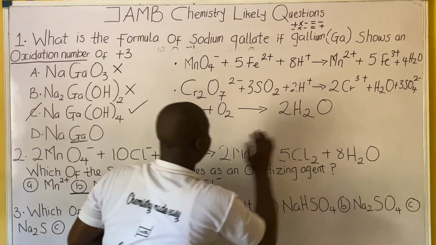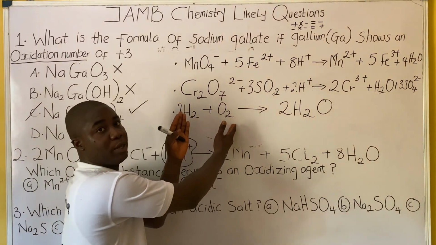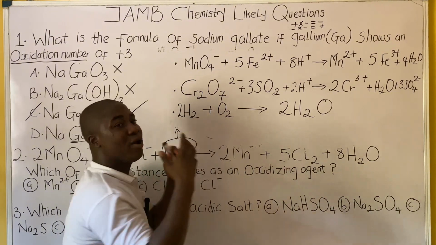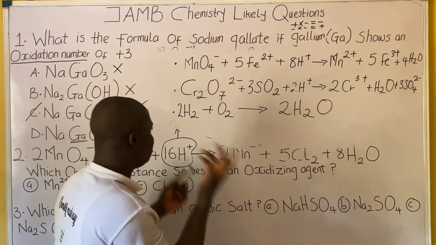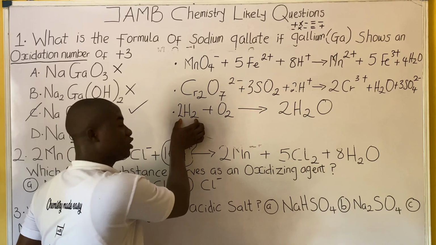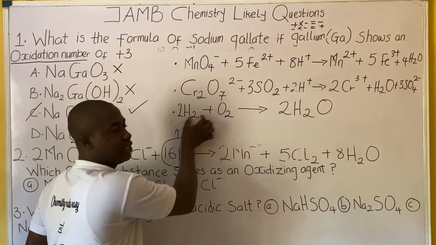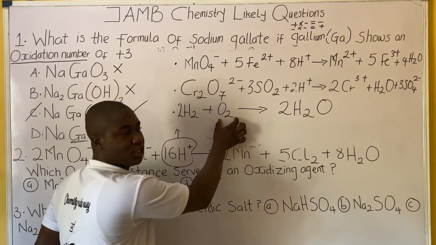For this one, you can see your answer is going to be between this guy or this guy. You understand? So what you have to do here is simple. What you have to do first of all is to determine the oxidation number of oxygen here, determine the oxidation number of hydrogen here, determine the oxidation number of oxygen here.